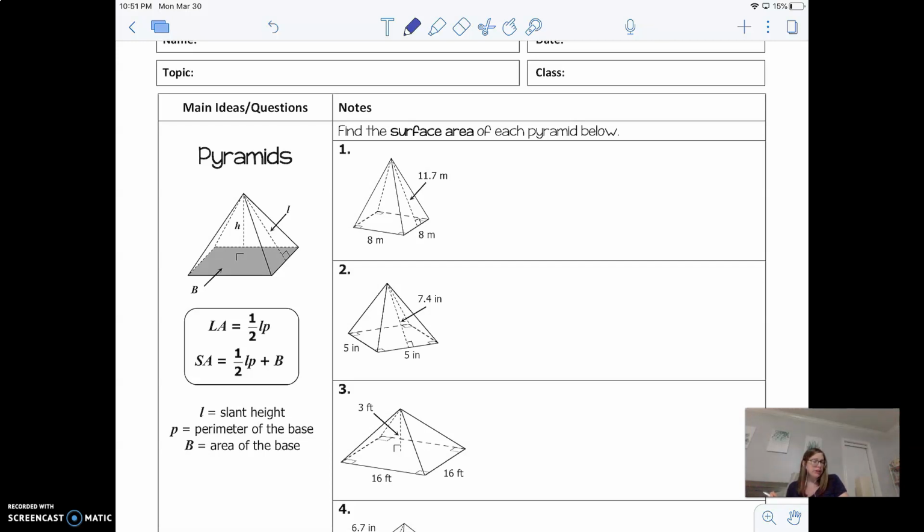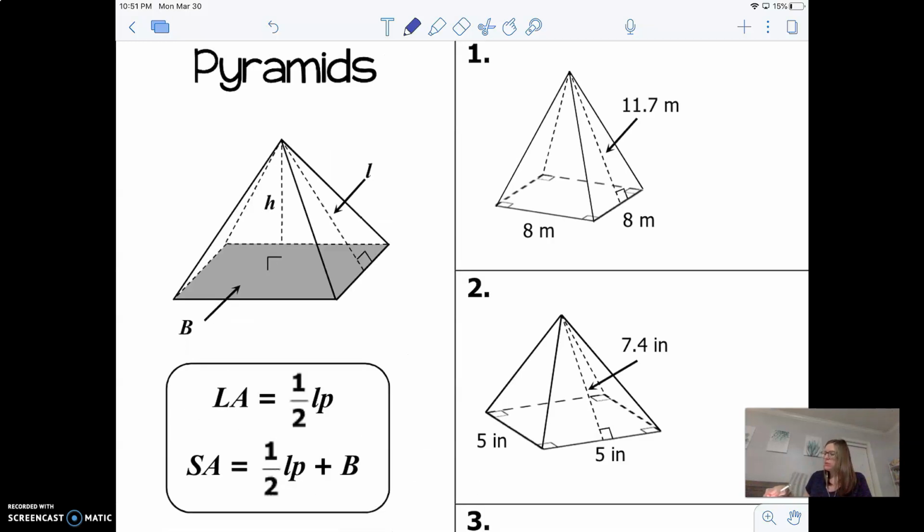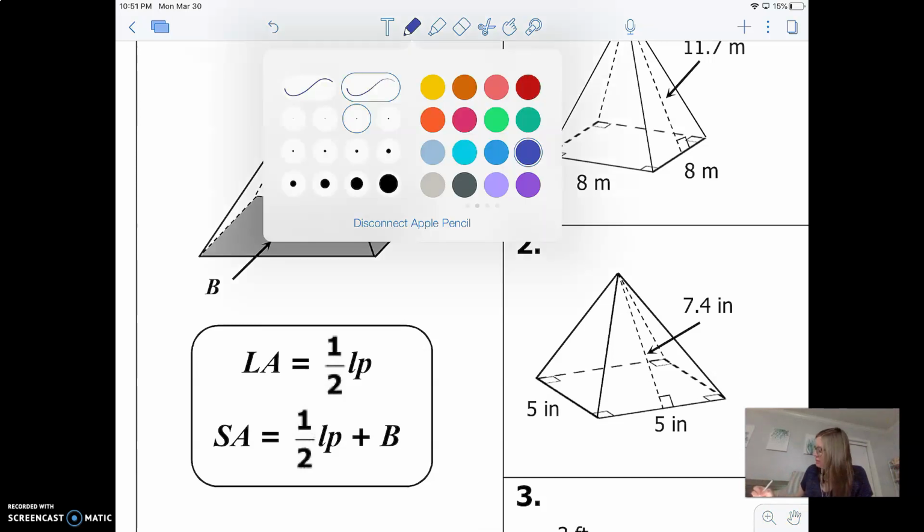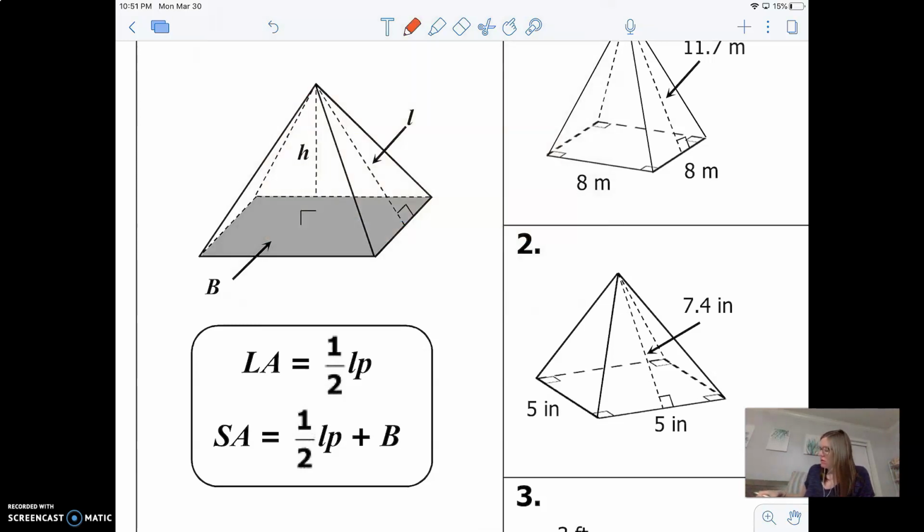The reason they're a little trickier is because unlike a prism, where we just have the height of the prism, which is the distance between the two bases, in a pyramid we do have the height, and we also have something called the slant height, okay? So let me explain what all these variables mean, and then we'll do an example. So up here is the vertex.